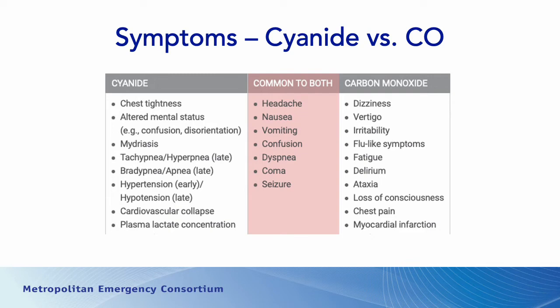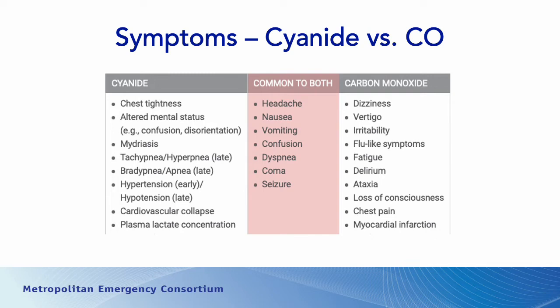Either way, you just don't know how they're going to go. They can develop hypertension early and then become hypotensive. They can have a diffuse cardiovascular collapse. And the other thing is, if you have the opportunity to measure a plasma lactate, these patients typically have a very acute elevation of their serum lactate, even though they are oxygenating normally. So elevated lactate with normal oxygenation can be a suggestive indicator of cyanide poisoning.